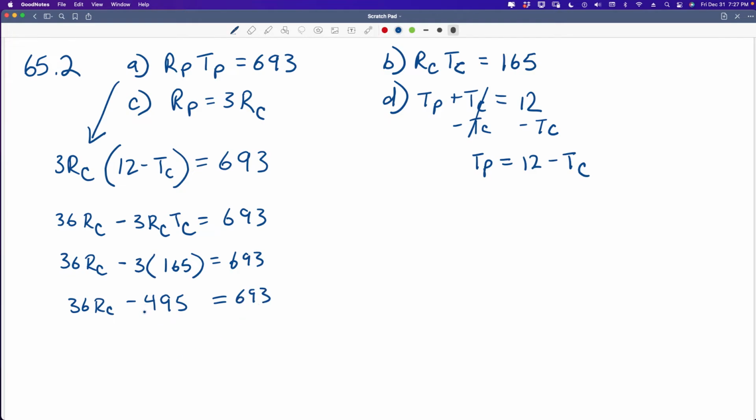All right, so I'm going to add this to both sides. And that's going to be 36 RC is equal to 1188. No, I'm not that smart. Miss Tracy has already worked this problem once to make sure she could do it right.